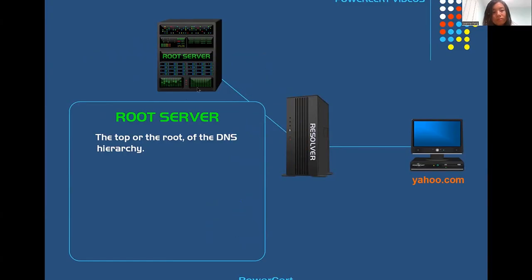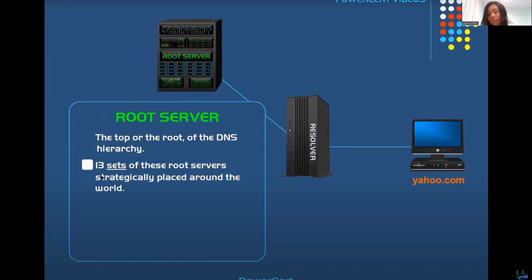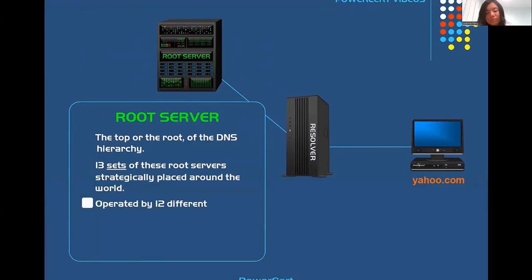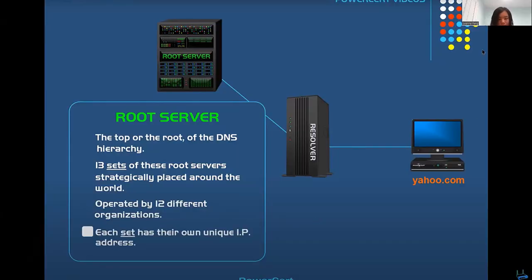Not many, because there are not many top-level domains. There are 13 of these root servers, and they are strategically placed around the world, and they are operated by 12 different organizations. One is for .edu, one is for .com, one is for .org. You know that? Is that okay? Those are the top. And then if the root server doesn't have it, you go down to the lower level. Root servers have their own unique IP addresses.